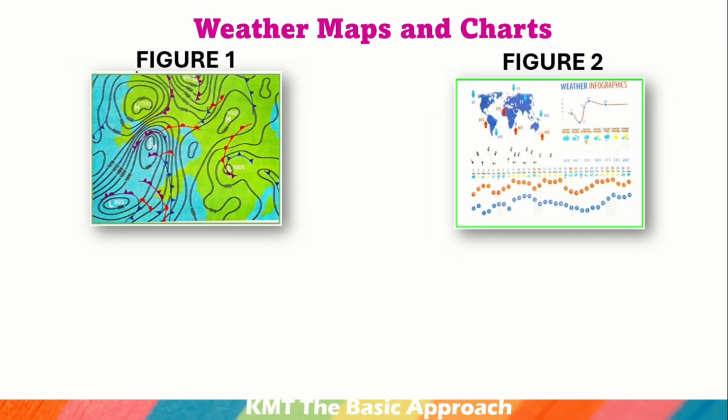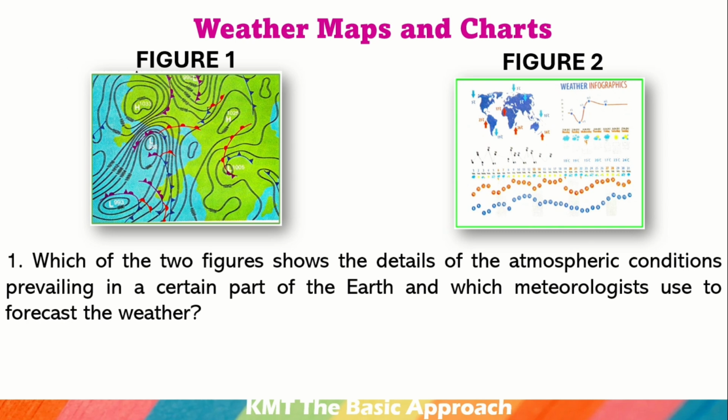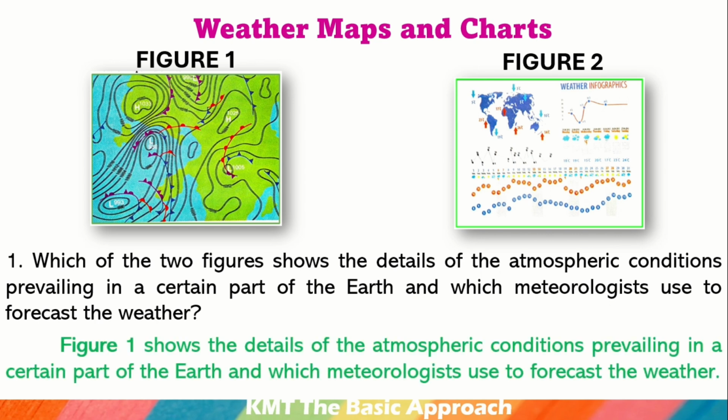Now let's answer the following questions. Number 1. Which of the two figures shows the details of the atmospheric conditions prevailing in a certain part of the Earth and which meteorologists use to forecast the weather? Very good! Figure 1 shows the details of the atmospheric conditions prevailing in a certain part of the Earth and which meteorologists use to forecast the weather.